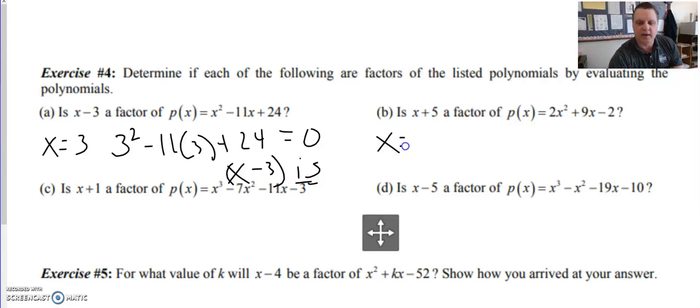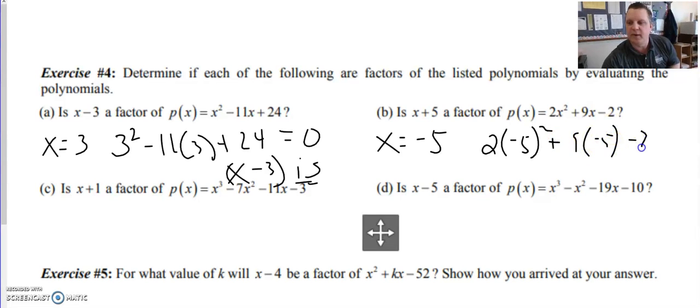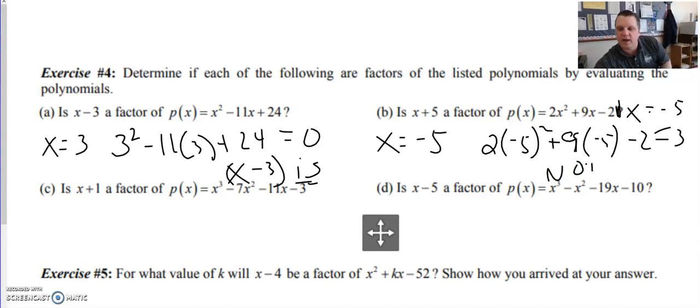In B, you would try x equals negative 5. So we have 2 times negative 5 squared plus 9 times negative 5 minus 2. Okay, this is exact substitution. If you wanted to do the 2x squared plus 9x minus 2, such that x equals negative 5, that's the way I recommend, especially with the negatives. So when you plug that in, you get a value of 3. So that is not a factor. So x plus 5 is not a factor.